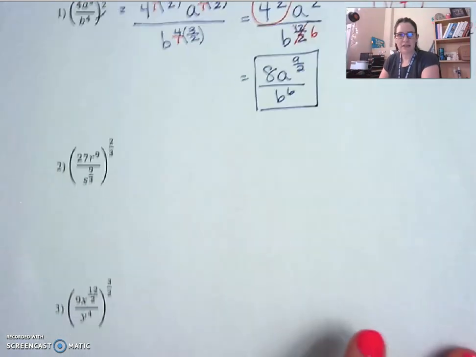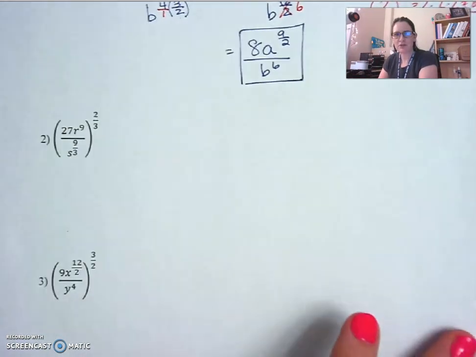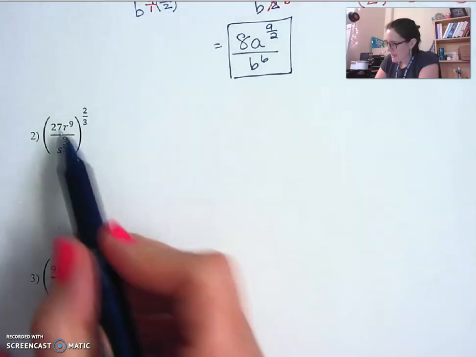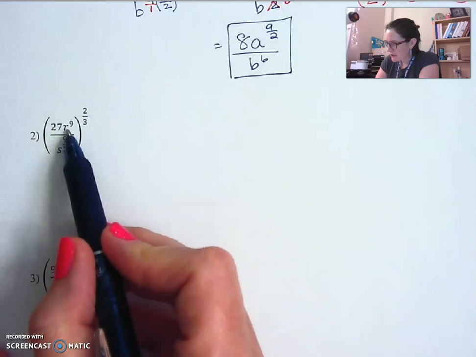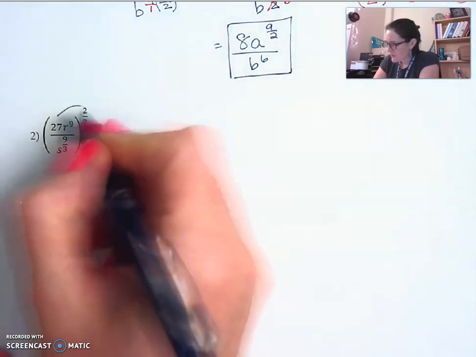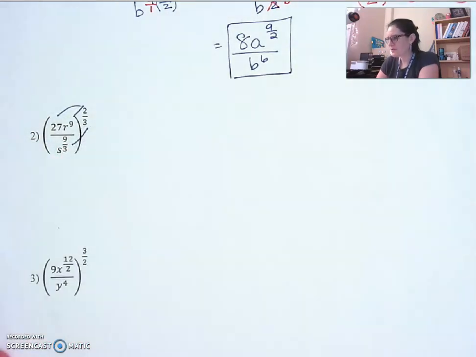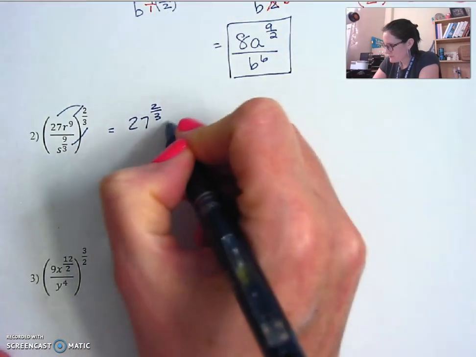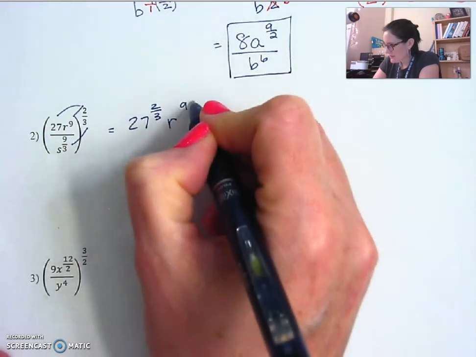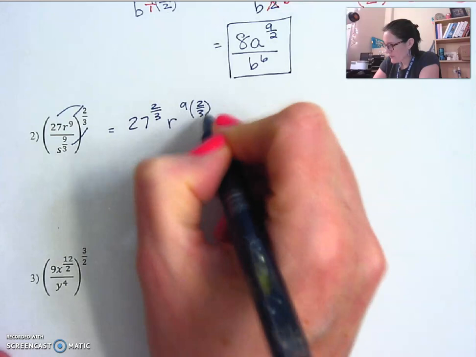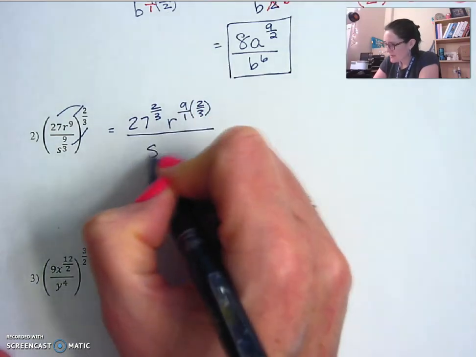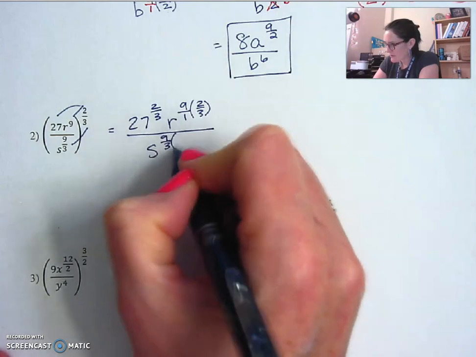All right, so we're going to do that same process here on number 2, a little bit faster now with a little less explanation. I have my 3 chunks, number, variable, variable. Bring the 2/3 exponent into each chunk. That's going to give me 27 to the 2/3, r to the 9 times 2/3. Remember that 9 is over 1. And then the bottom we have s to the 9/3 times 2/3.